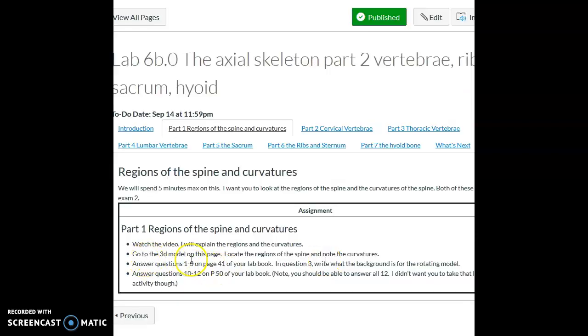So I don't have the 360 model ready yet for you, but I want you to go to this page and look at the model, rotate around, see, there are curvatures. And then, more importantly, answer these questions. 1 to 3 on page 41 in your lab book, page 10 to 12 on this one, and in question 3, write what the background is for the rotating model. So I'm going to put something in the background on that model to make sure that you guys looked at it. And again, don't spend more than 3 minutes looking. I want you to see, there are curvatures. Those are important. Thank you.